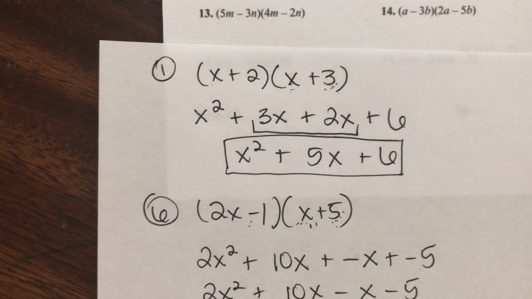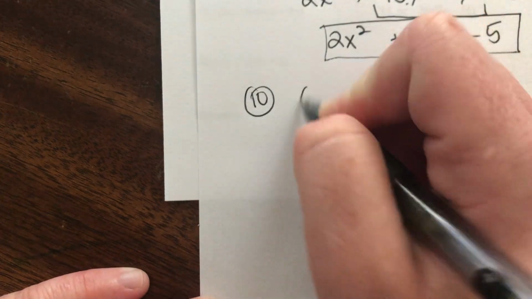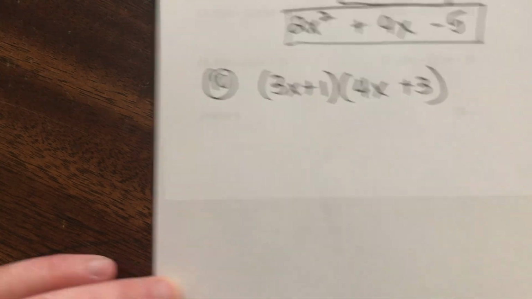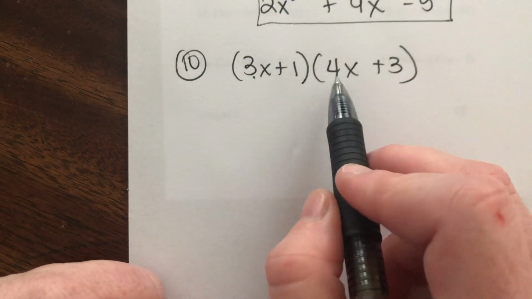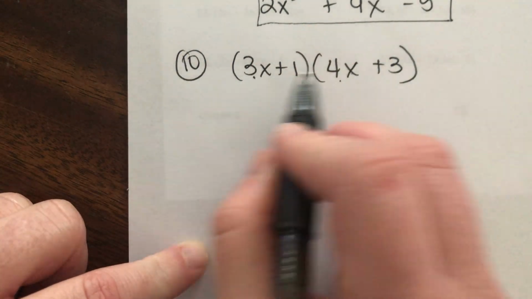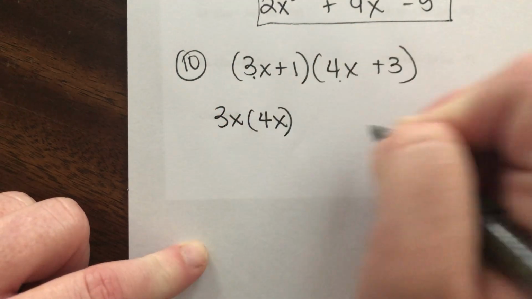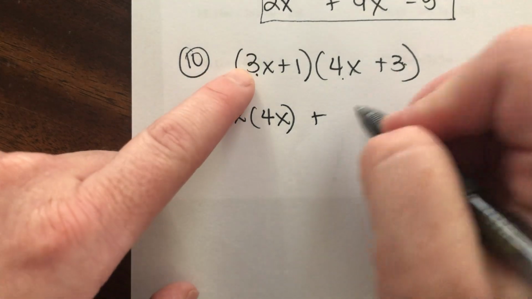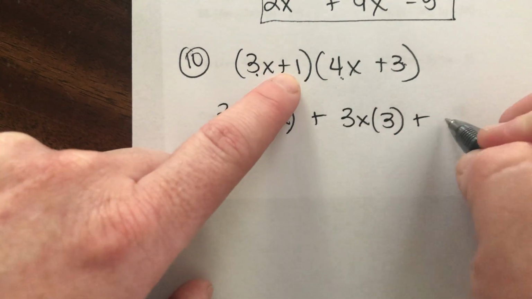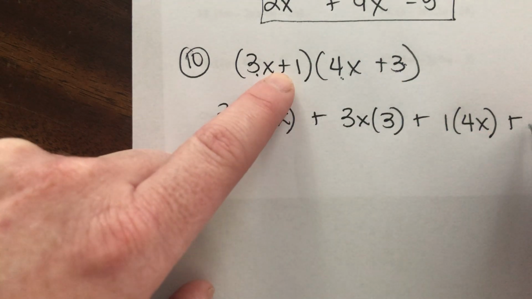Okay, next problem. 3x plus 1 times 4x plus 3. All right, first, 3x times 4x. These are the first two terms in each binomial. So 3x times 4x, here, I'll just write it. 3x times 4x plus the outer two terms, 3x times 3, plus the inner two terms, 1 times 4x, plus the last two terms, 1 times 3.